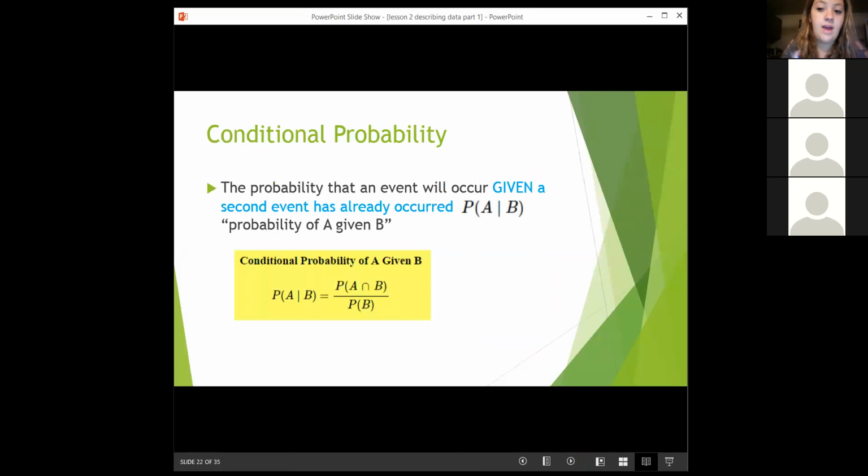And the way you read that, probability, parenthesis, A, line, B, in English you would say probability of A given B. So this is just a different way that we use a combination of events, that they're kind of dependent on each other because the second event has to happen first before the first one does. So probability of A given B.